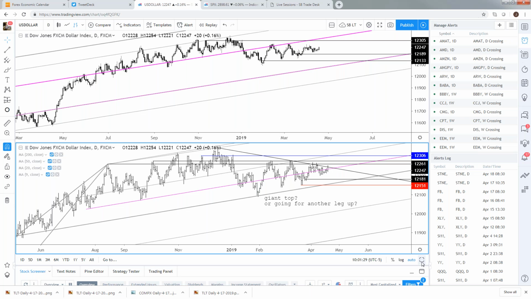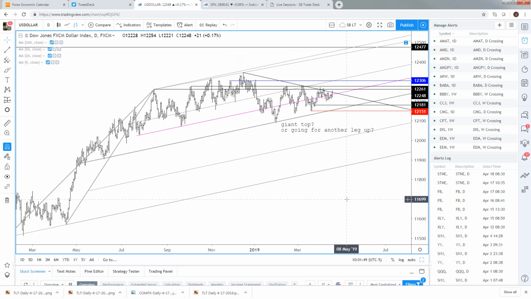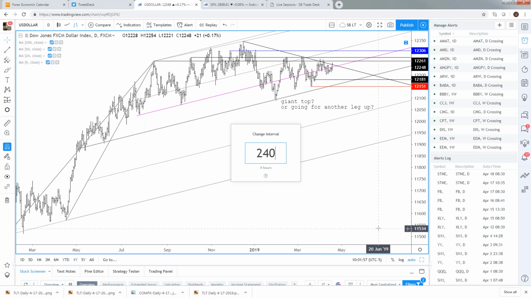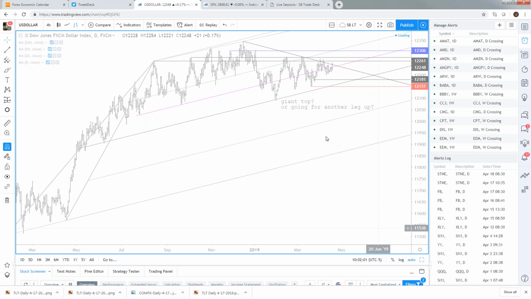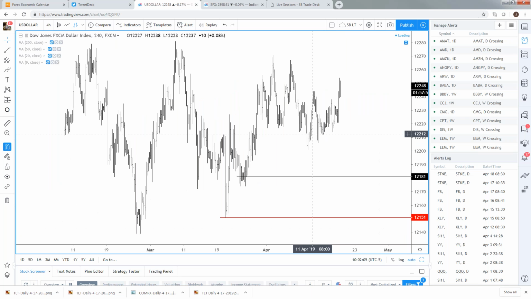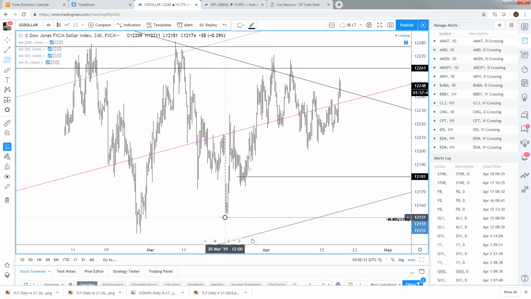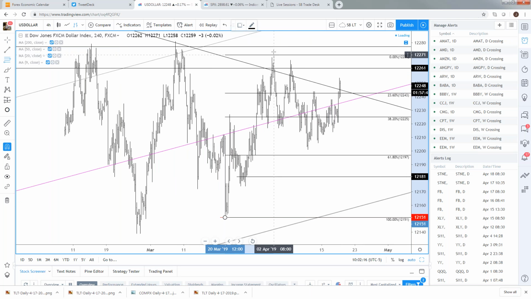So this is US dollar, the FXCM Dow Jones index, and we are right back at this trend line resistance. Still have to be open to both sides of the dollar here, in my opinion. When we look at the move and zoom in, look at the move from the March 20th low. We got not quite a 618 retrace.